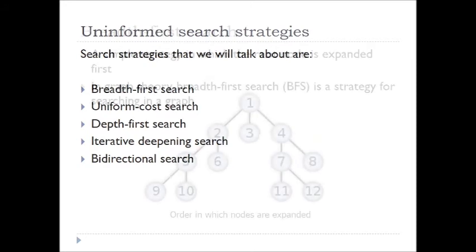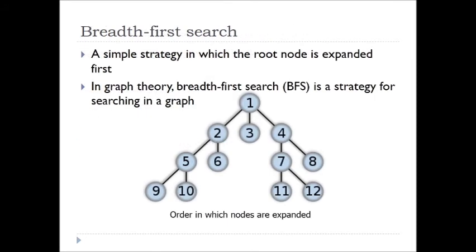Breadth-first search is a simple strategy in which the root is expanded first, then all the root's successors are expanded next, then their successors. We visit the search tree level by level, so that all nodes are expanded at a given depth before any nodes at the next level are expanded.